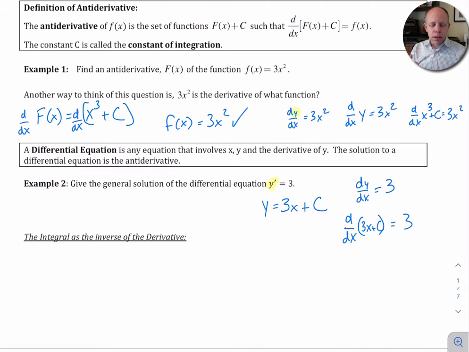So the integral is basically the same thing as the antiderivative, and it is the inverse of the derivative itself. And so just to see how this works, in first semester we were learning how to take derivatives. So the derivative of f of x equals x squared, we would use the power rule and we would get 2x here. So that is taking the derivative. Now, if you want to do the integral, well, that's basically undoing and going backwards.